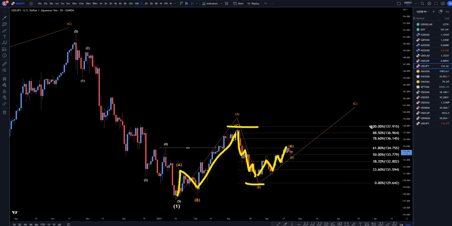Which is why I have my Fibonacci level on here, because if I do see a nice big impulsive move down at a Fibonacci level, that should prove to me that that is the end of a correction and that it's continuing the downtrend.